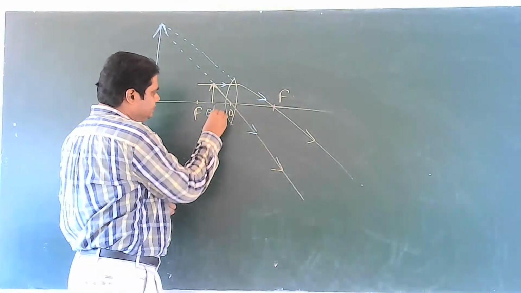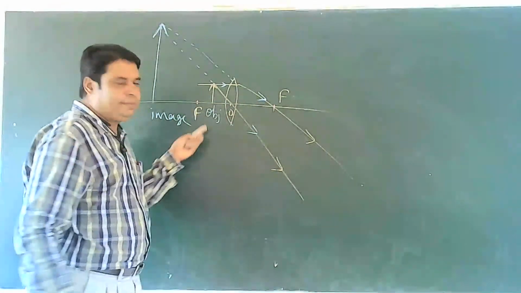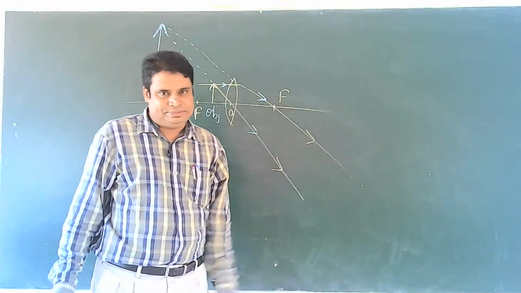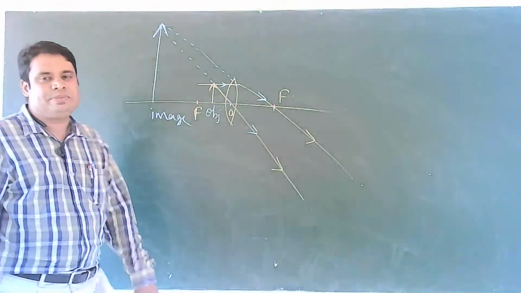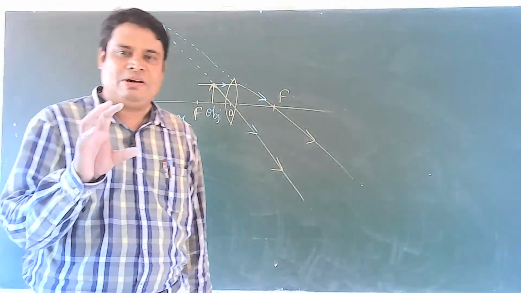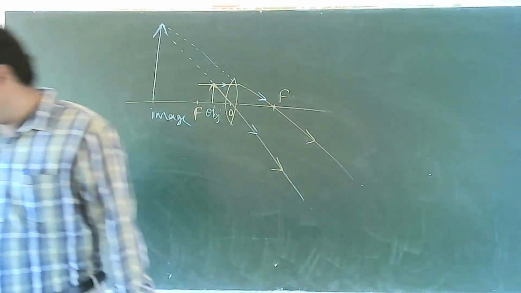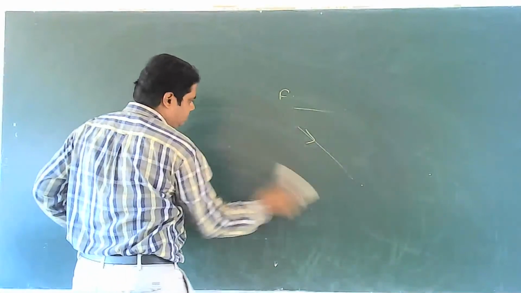This is object. This is image. Image will never go to that side. Image will form on the same side. Okay, this is about convex lens. What about concave lens? We have to study that also.